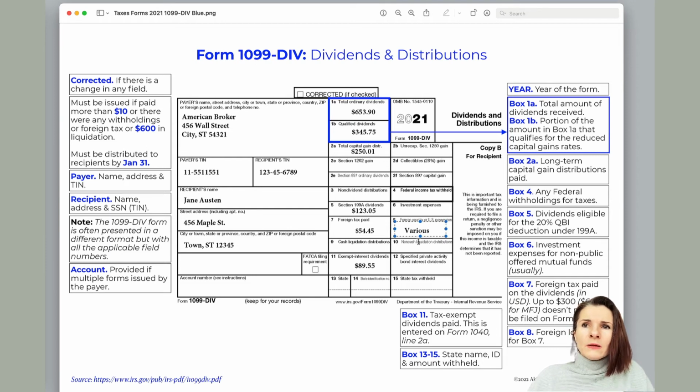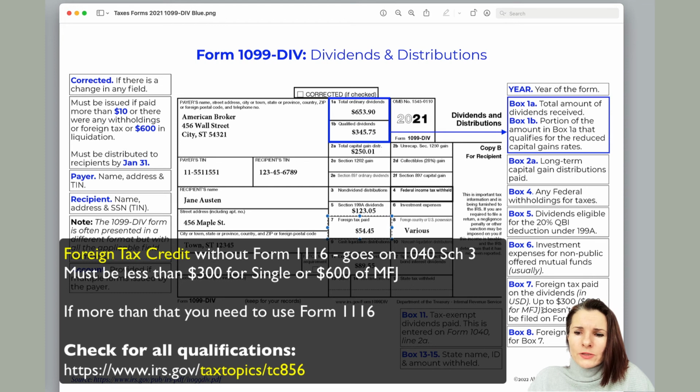Usually in the detail you have more information about which countries, but on the main page, you will just have "various" unless it's one country listed. Now, it's important to know that if you have more than $300 for single or more than $600 for married filing jointly, you might be required to file Form 1116. If it's less than that, it usually doesn't require that. It just flows into your 1040 on your tax return.